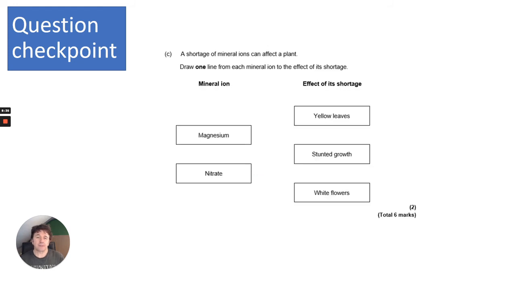Here's the second part. So again, I'd like you to pause, read and answer in 3, 2, 1. Okay, draw one line from each mineral ion to the effect of its shortage. So magnesium, yellow leaves; nitrate, stunted growth.